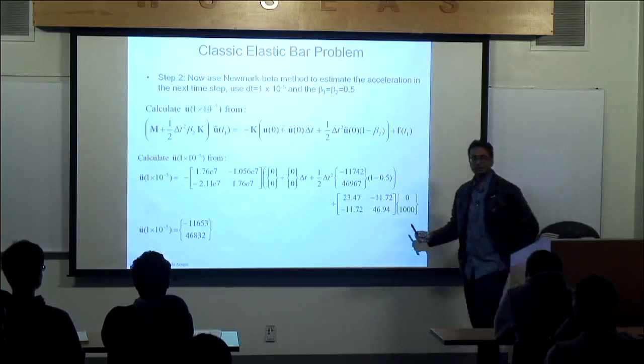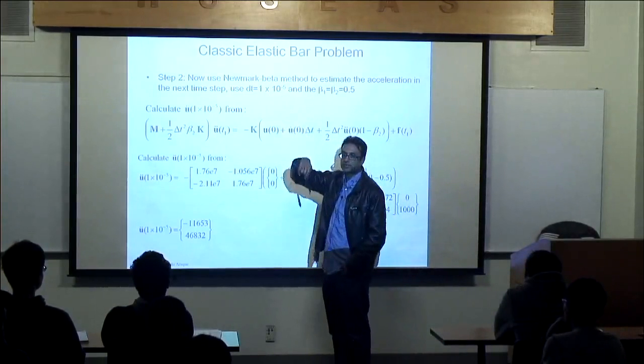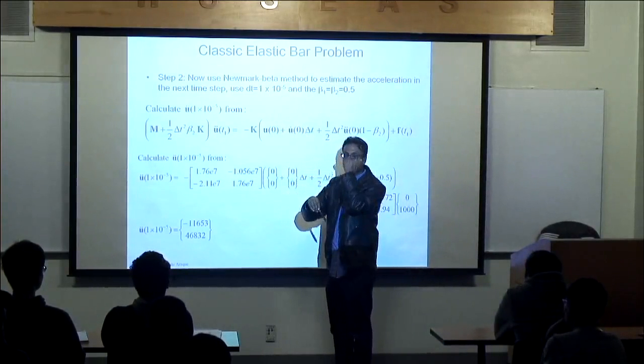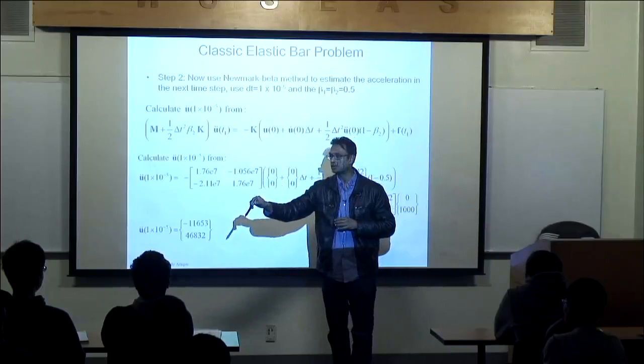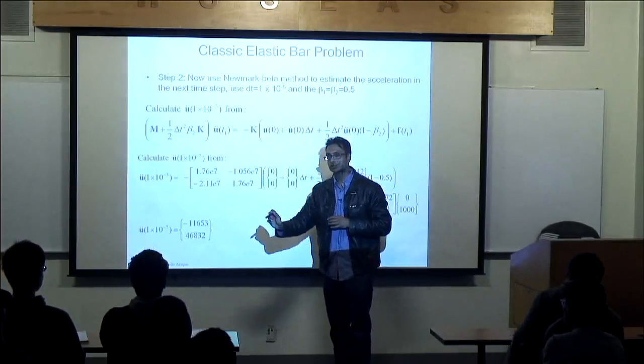I'm going to use a time step of 1 times 10 to the minus 5. So if time equals 0 now, I'm interested in what the solution is at time equals 1 times 10 to the minus 5. Just a little bit from now. I want to know what's the solution to the problem.